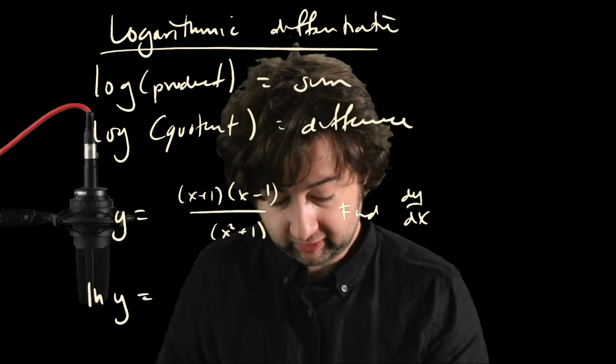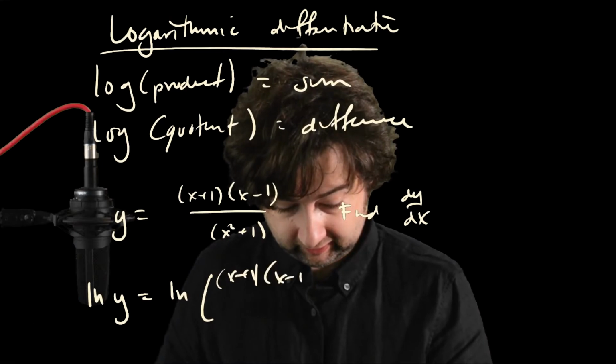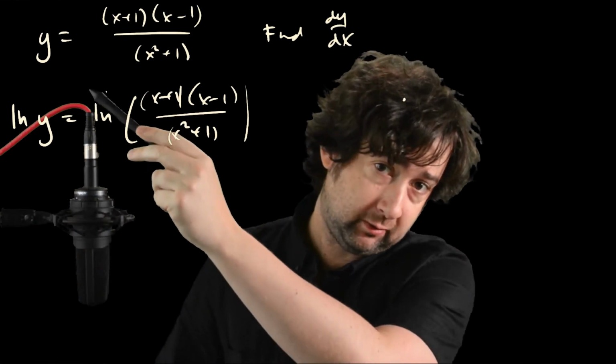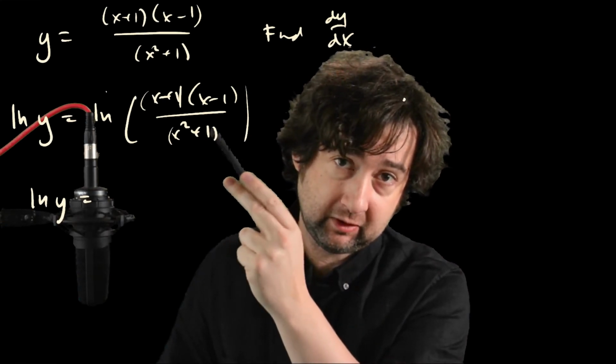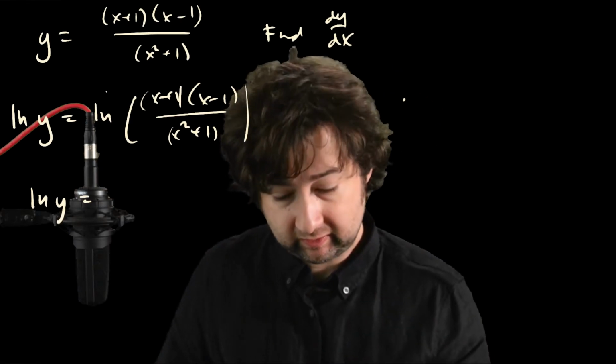The natural log of y is equal to the natural log of (x plus 1)(x minus 1) over (x squared plus 1). So I've shifted the equation from being an equation in y to being an equation with natural logs involved. So why would I do that? Because the natural log is going to let me break this up into a pile of sums and differences. So we can expand the right-hand side.